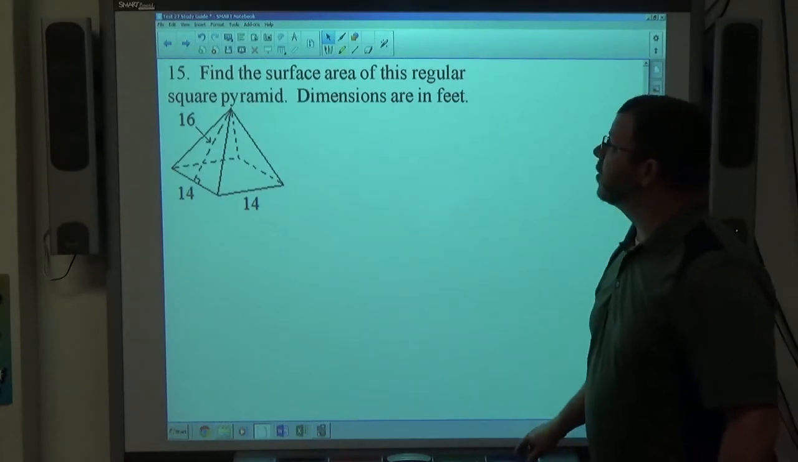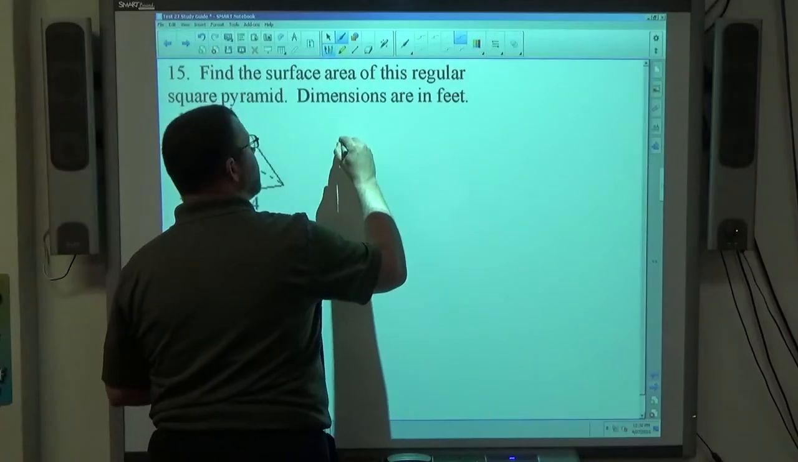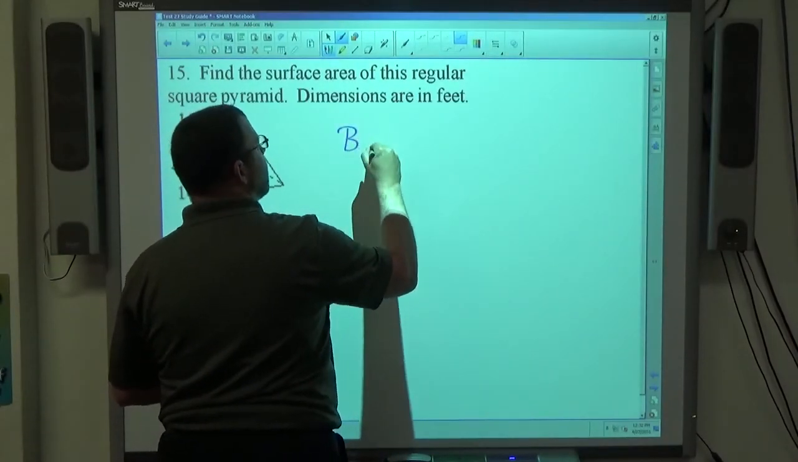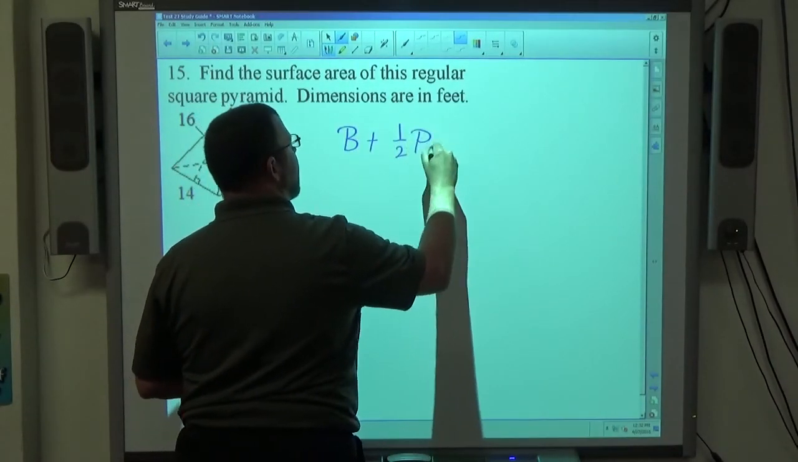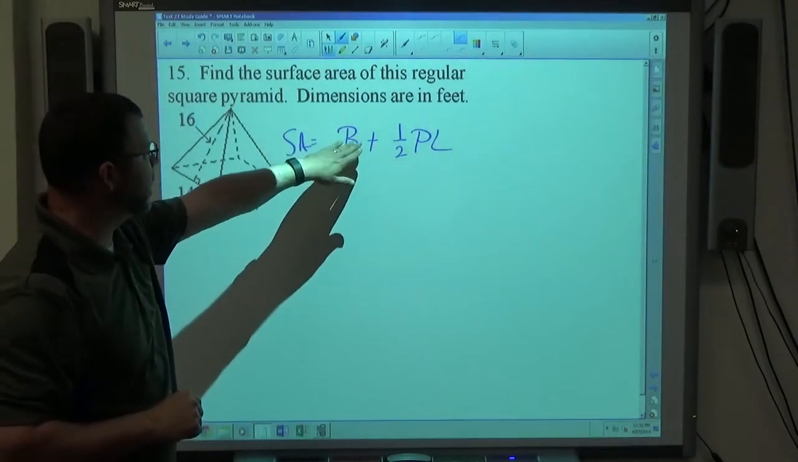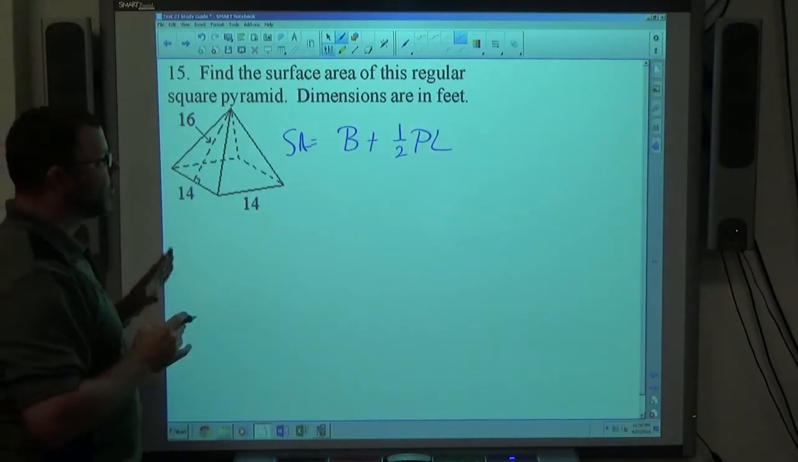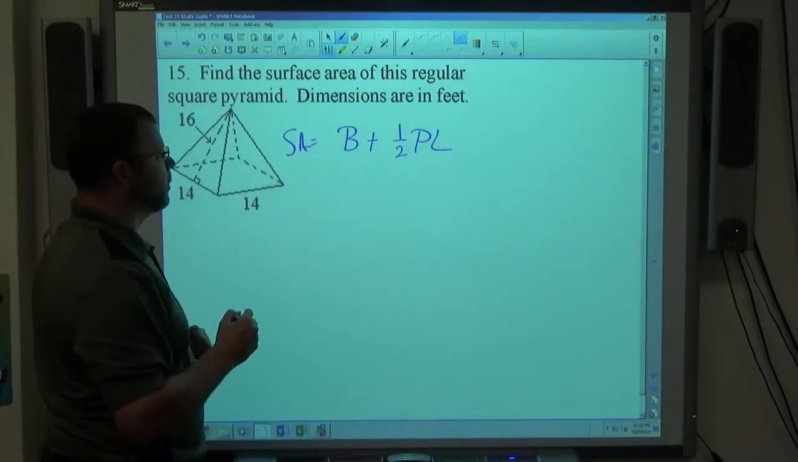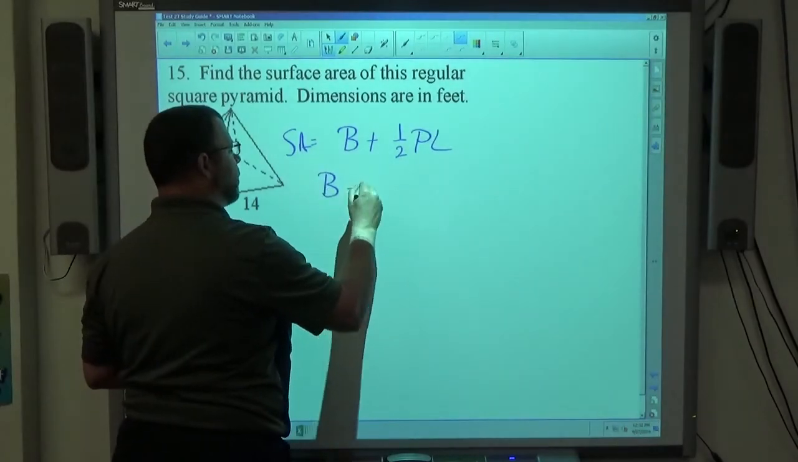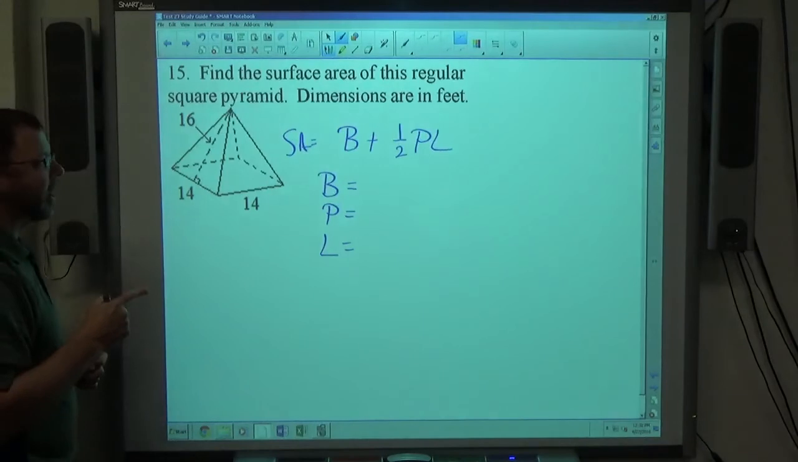Number 15, surface area of a regular square pyramid. The surface area formula for a pyramid is B plus 1/2 PL. B is area of base, P is perimeter of base, L is slant height. So, first thing I want to do after I've established what formula I'm going to use is I want to evaluate the area of the base, the perimeter of the base, and the slant height. Okay, we'll start with slant height because it's easy.